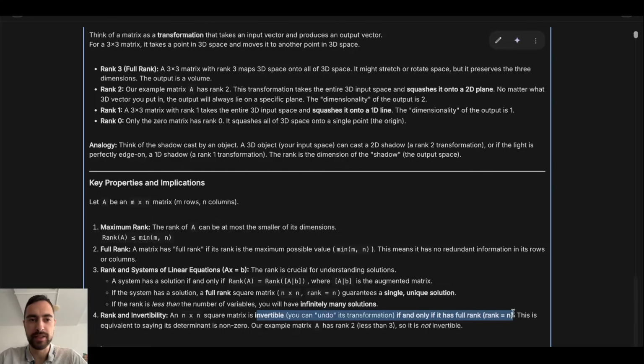So as I explained earlier, when you have a 3D vector and you multiply it with a rank 2 matrix, it will destroy one dimension, squish it to a 2D plane. And there is no way to know which dimension it was and what the value was. So you cannot invert that operation back to 3D. You don't know what the dimension was. So it's only invertible if it's full rank.